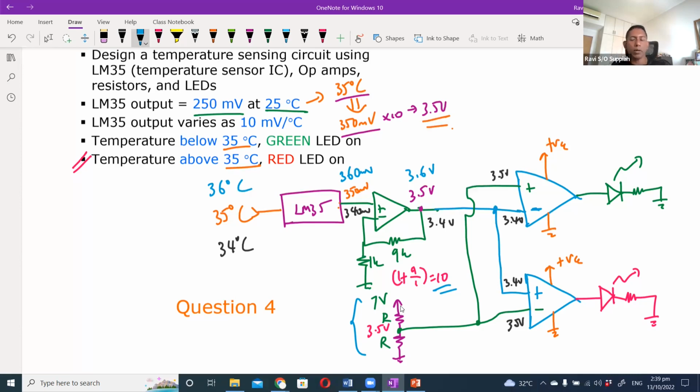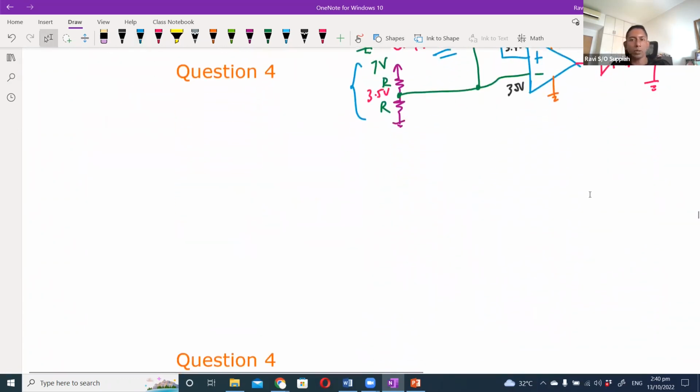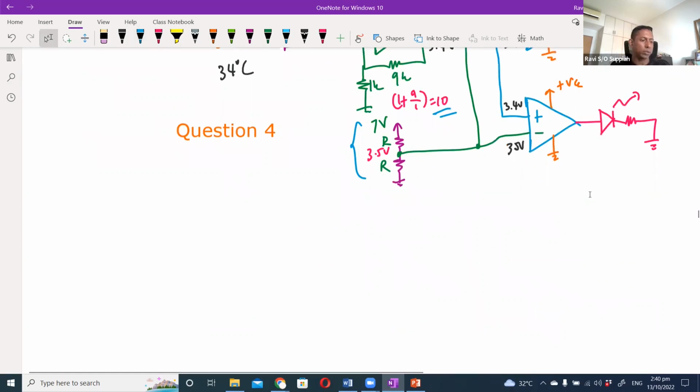Now you can also improve this design with a single op amp. How will I do that? If I want to design the same thing but only use a single op amp, what I will do is this. I will just draw the op amp first.